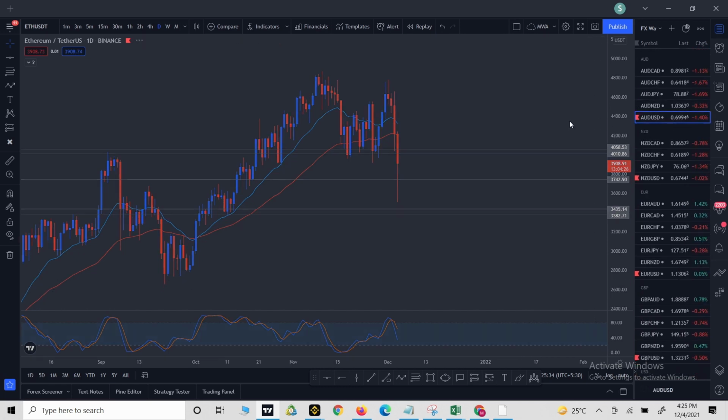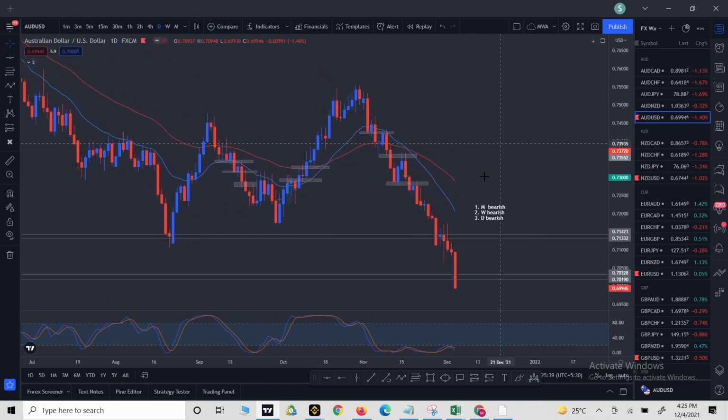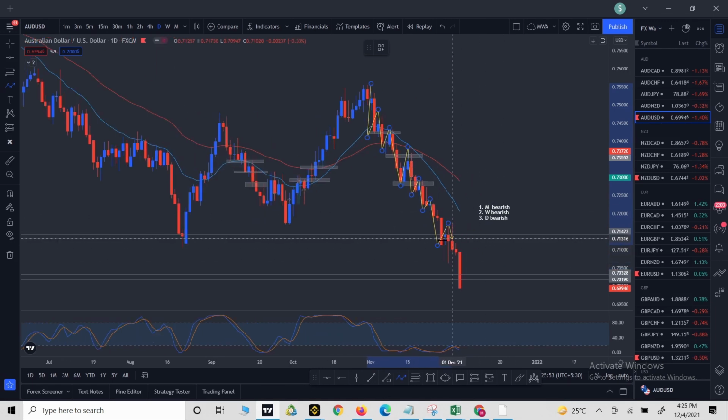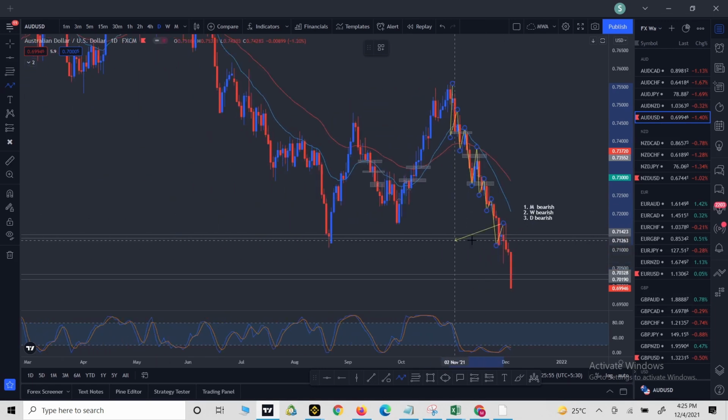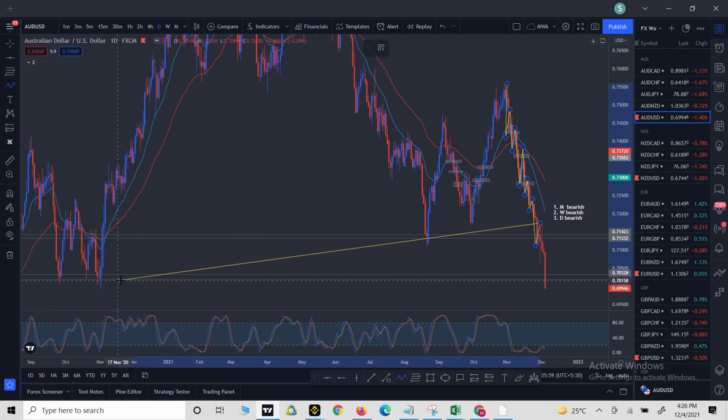First of all, we are going to start with the AUDUSD, and we are going to analyze the market on the daily time frame starting from here. Let's say it's a low, lower high, lower low, lower high, lower low, lower high, lower low, lower high. And right now, as you can see, the price broke and closed below this support, and at the same time, the price also broke and closed below this support as well.